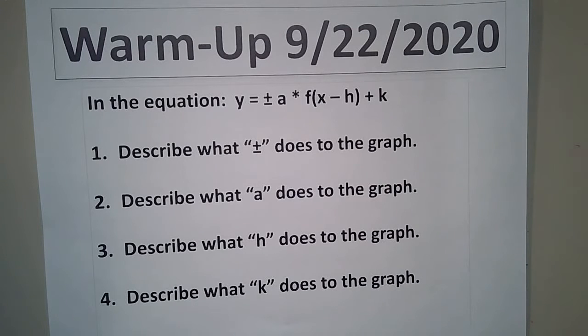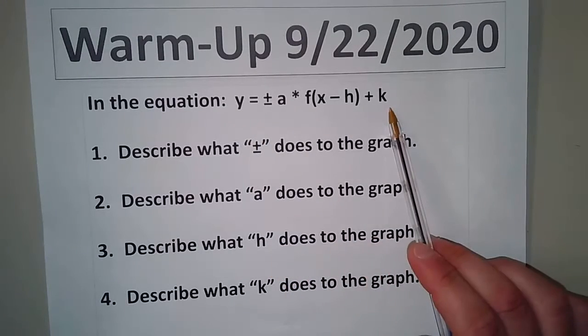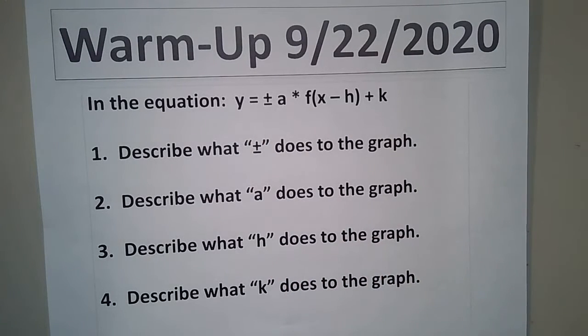All right, so warm up today, we've got what I call the general transformation equation. This is the one that we put in our notes, and it looks complicated, but it just gives you all the possible things that can happen in any equation. So we're going down the line here.